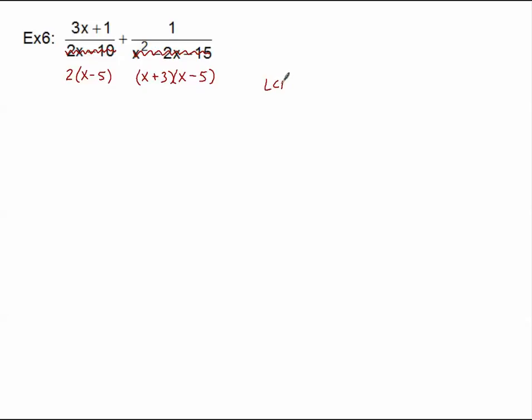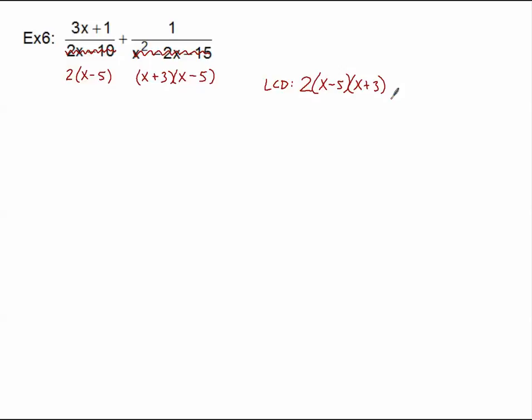My LCD is the product of all of the prime factors. So the first thing I notice is that there has to be a factor of 2. So I'm going to put that in the LCD. I see that there's an x minus 5. This one actually already has the x minus 5 as well, but it does need to be there. So I'll put the x minus 5. And, well, that's it from this denominator, but there is one more factor that I see, and it's the x plus 3. So x plus 3 is going to also need to be in the LCD.